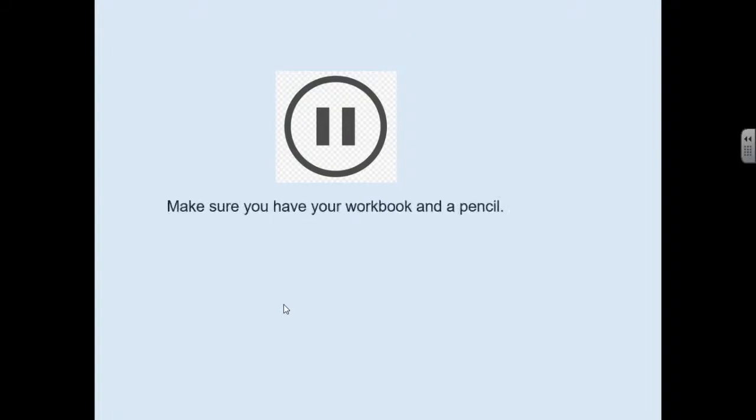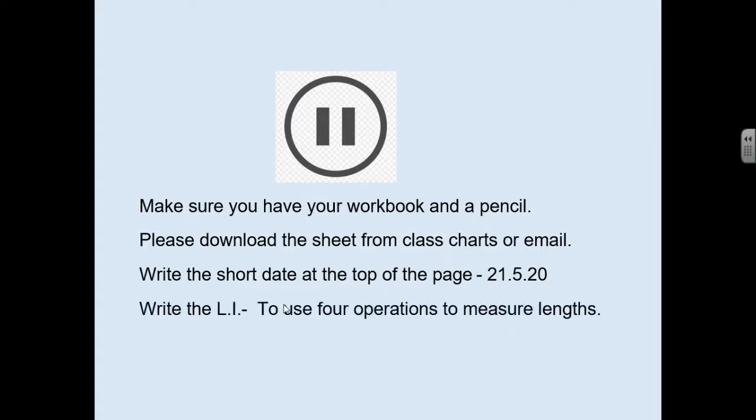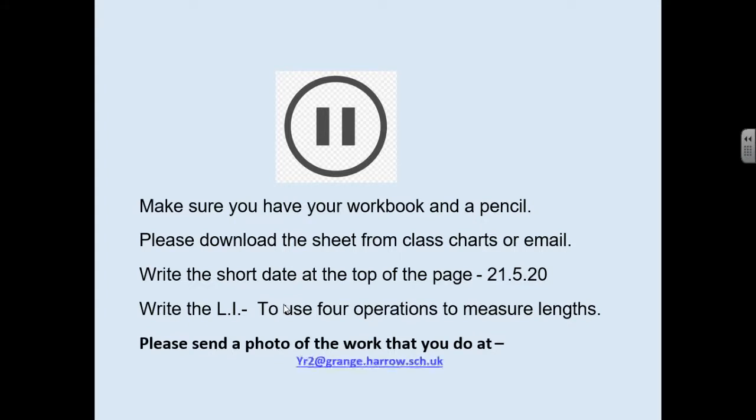Pause the video and make sure you have your workbook and a pencil. Please download the sheet from class charts or email that we have sent you. Write the short date at the top of the page, 21.5.20. Write the LI to use 4 operations to measure lengths. Once you have finished your work, please send your work at year2@grange.harrow.sch.uk.